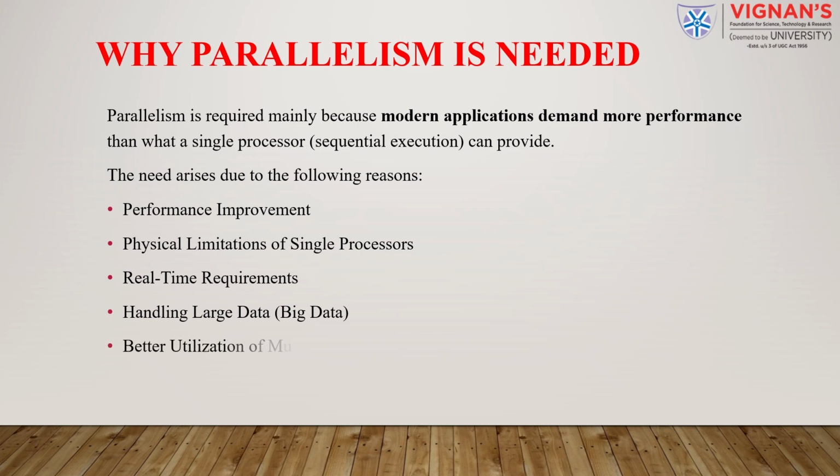5. Better utilization of multi-core CPUs. Modern devices, phones, laptops, servers, already have 4-core, 8-core, 16-core processors. Parallelism ensures all cores are used, not just one. 6. Improved throughput. Parallel systems finish more tasks in the same amount of time, increasing total system productivity. Useful in servers, cloud computing, databases.